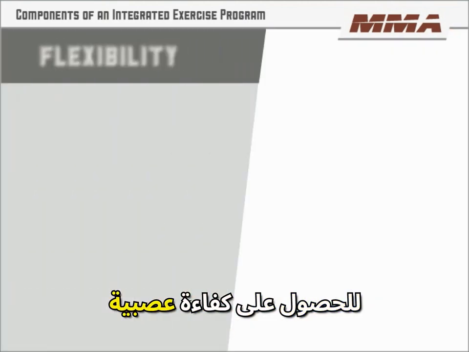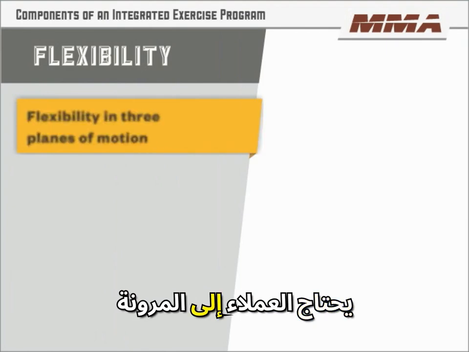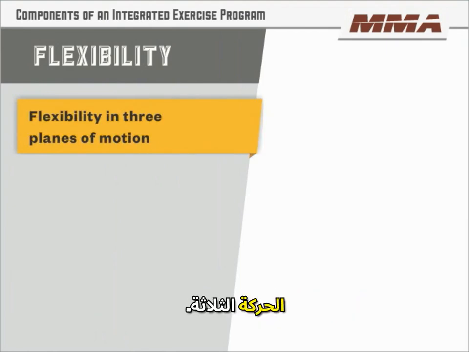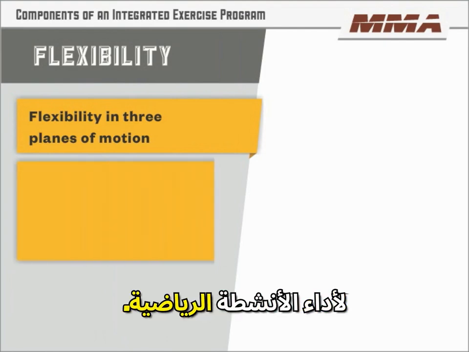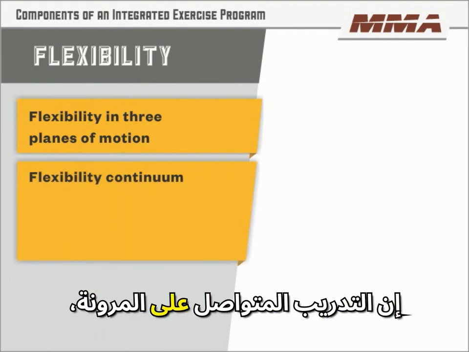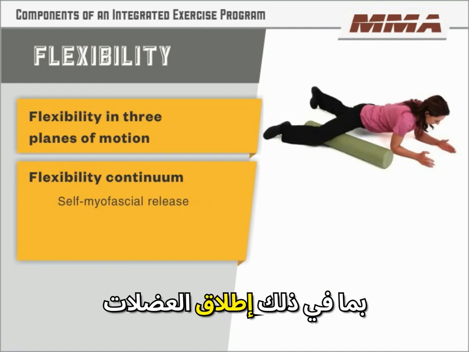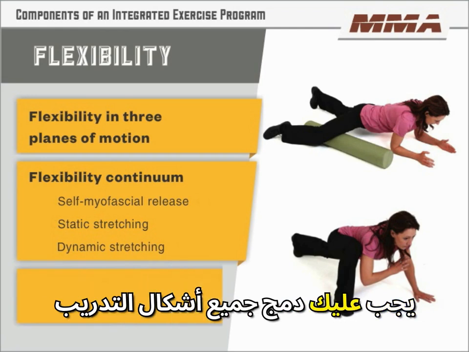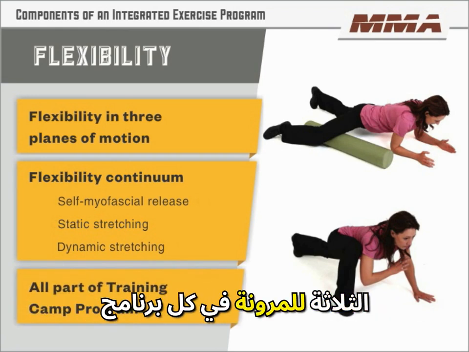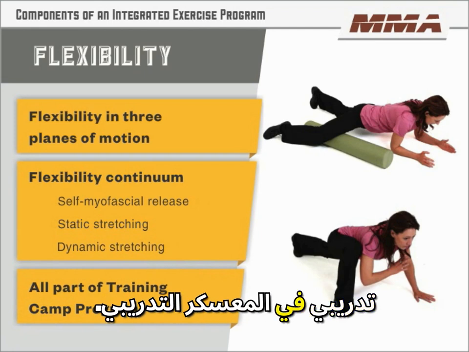For optimal neuromuscular efficiency, clients need proper flexibility in all three planes of motion. This allows clients to move freely to perform athletic activities. A continuum of flexibility training, including self-myofascial release and static and dynamic stretching, is necessary for the client to develop neuromuscular efficiency. You need to integrate all three forms of flexibility training into every training camp program workout.